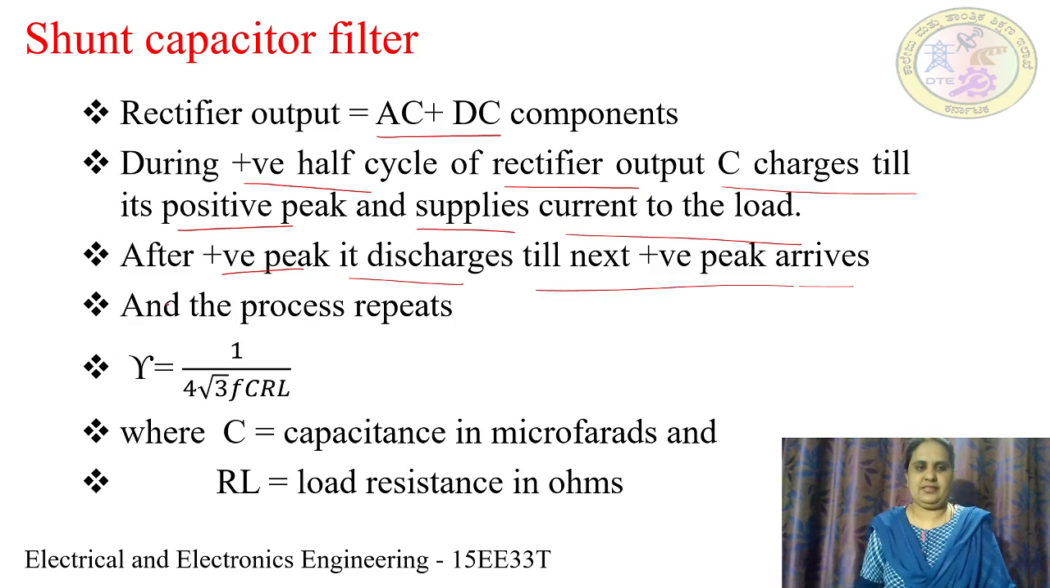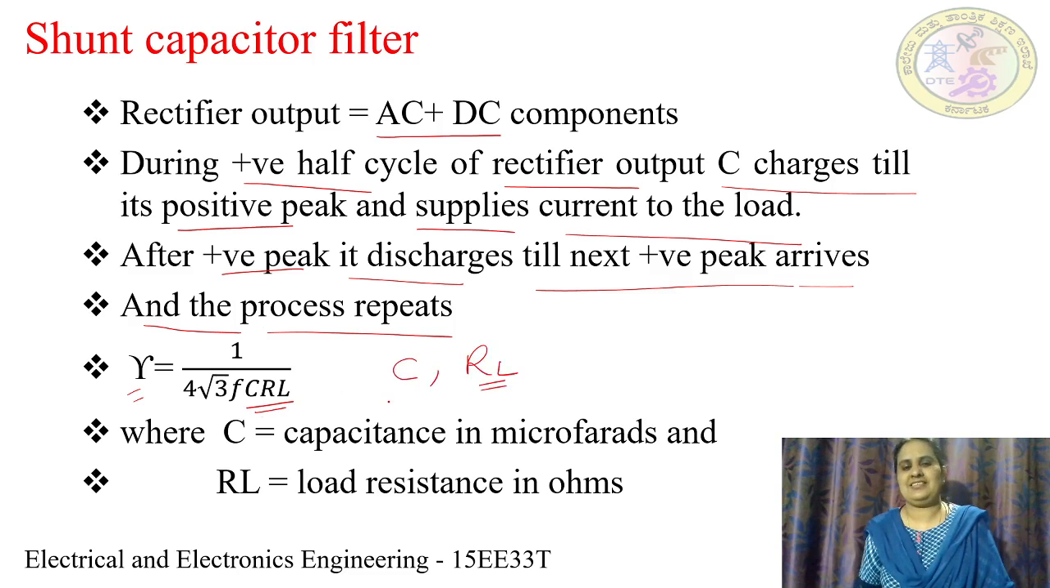And the process repeats. Again, we have an equation for ripple factor here, which is given by 1 upon 4 root 3 FCRL. If you look here, the ripple factor is again depending on the value of the shunt capacitance and the value of the load resistance. Okay, so depending on the value of the C, we can fix how much amount of ripple we want at the output. ಕಡಿಮೆ ಬೇಕು ಅಥವಾ ಜಾಸ್ತಿ ಬೇಕು. And it is inversely proportional to the capacitance. So we have to carefully or wisely decide the value of a capacitance.